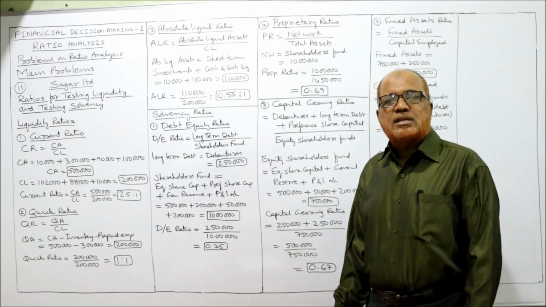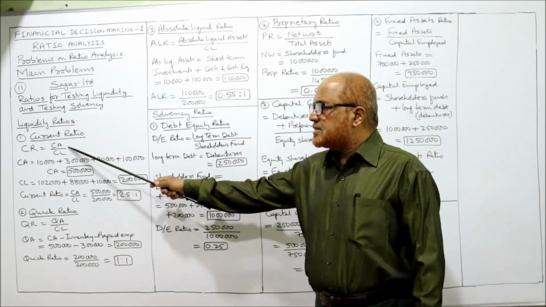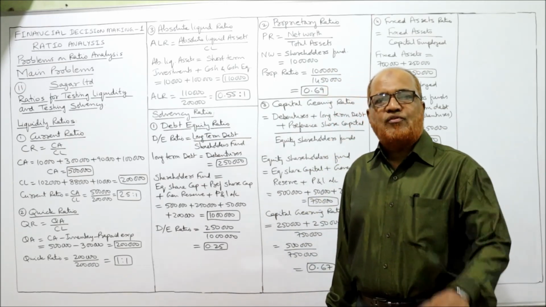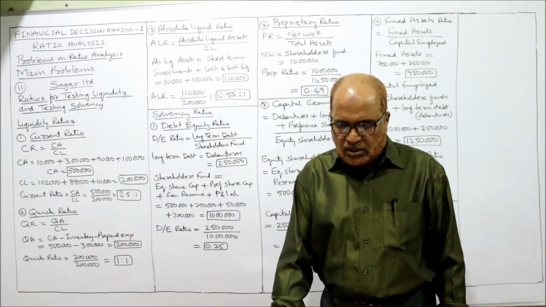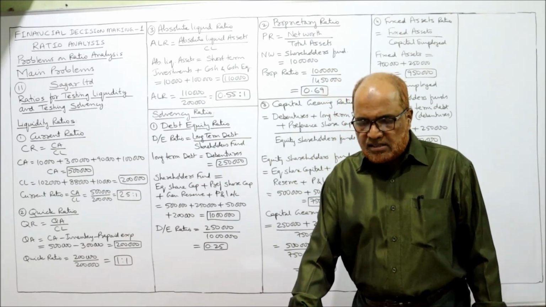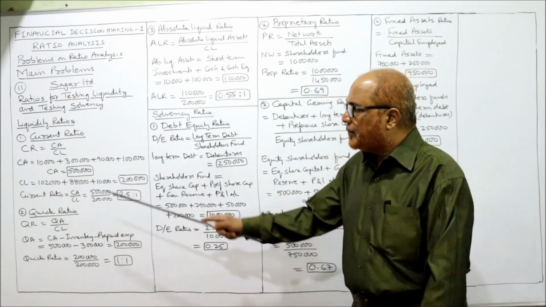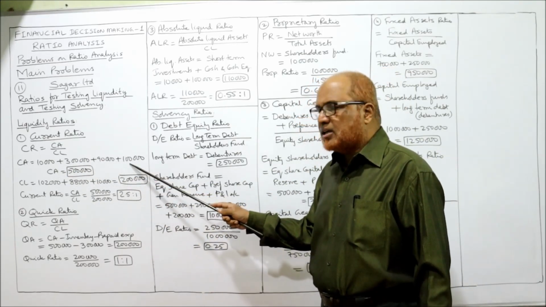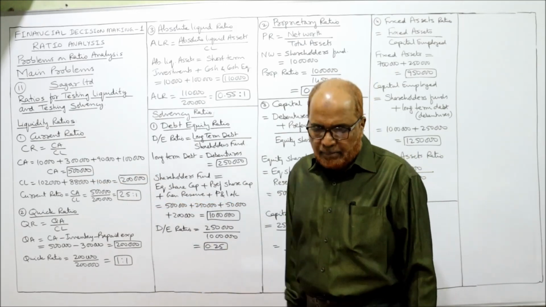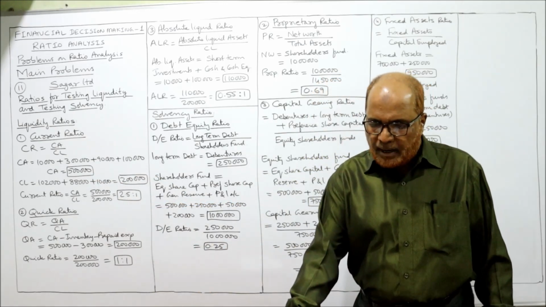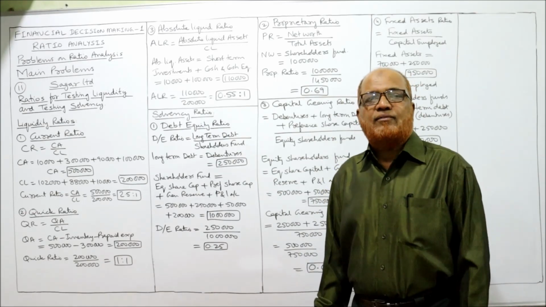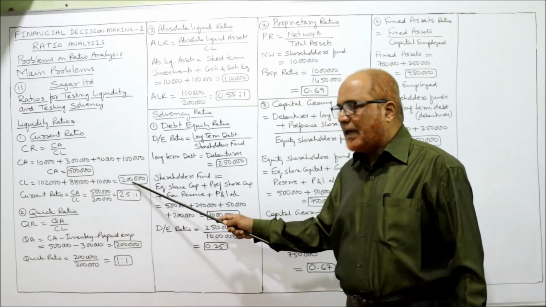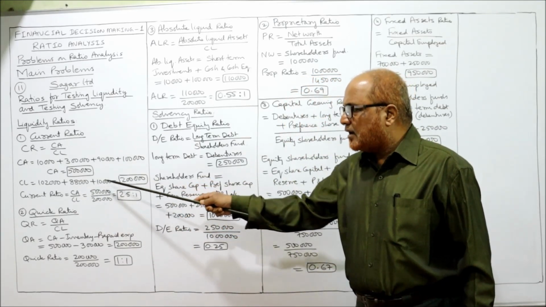The first ratio to test the liquidity is the current ratio: current assets by current liabilities. If you see the balance sheet, 4 current assets are given: short-term investments, inventories, receivables, cash and cash equivalent. Take the total here, which comes to 5 lakh. Current liabilities are 3 items: payables, provision for tax, bank overdraft. I have taken the total of all 3. It comes to 2 lakh. So current assets are 5 lakh, current liabilities are 2 lakh.